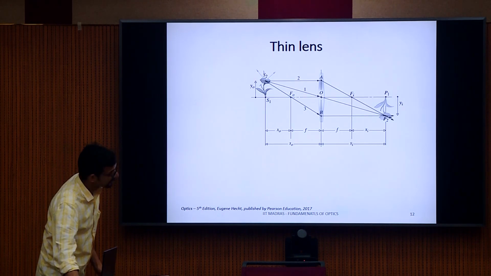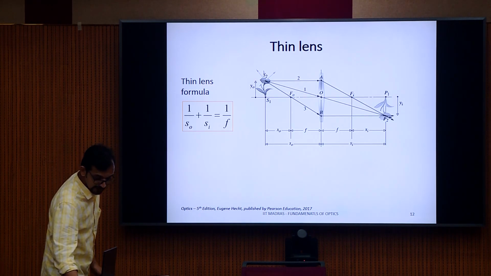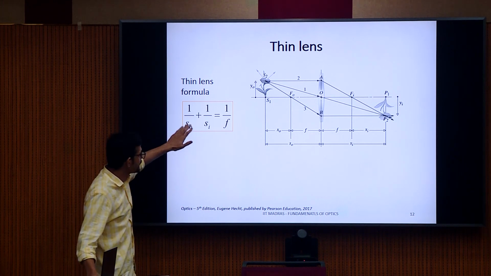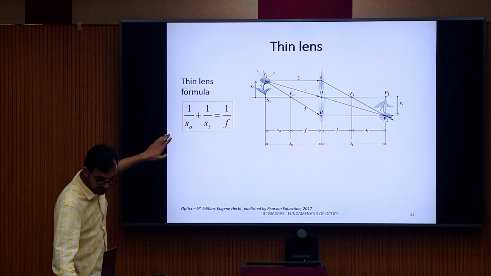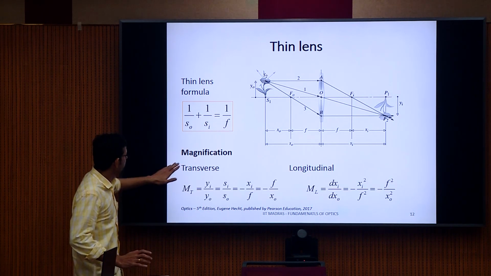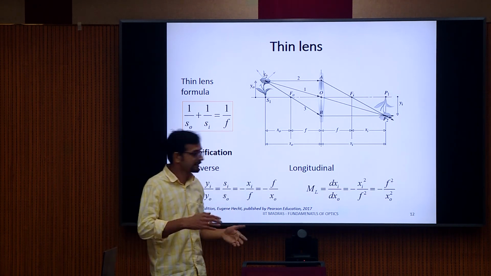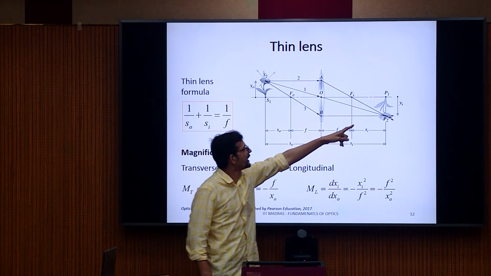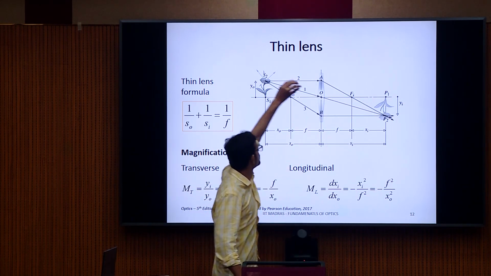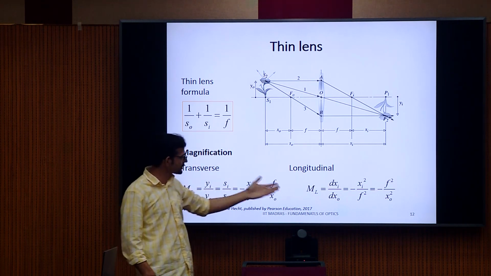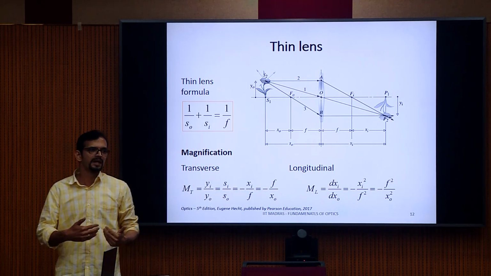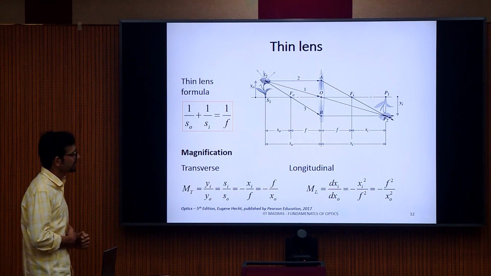Yeah, so let us start with the thin lens. Okay, so we are all familiar with this: 1/S_o plus 1/S_i is equal to 1/f, and the transverse magnification is actually y_i, the height of the image, divided by the height of the object, and correspondingly there is a longitudinal magnification that also comes into play. Okay.